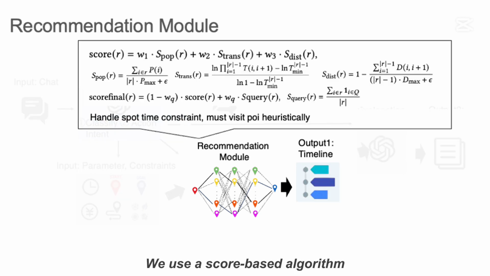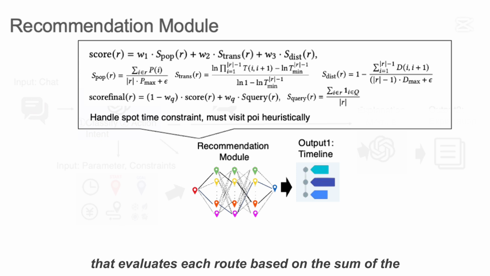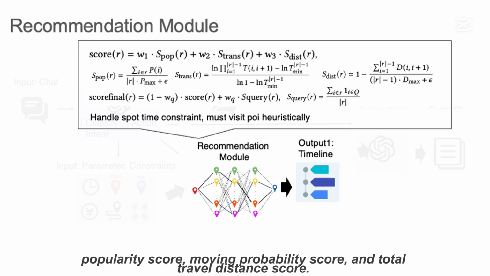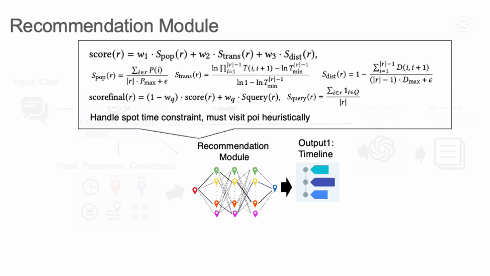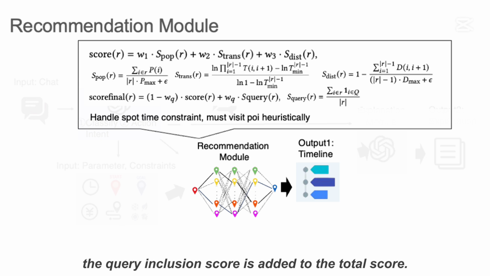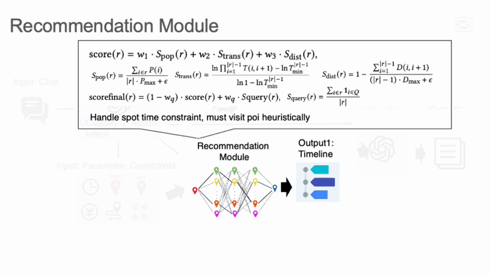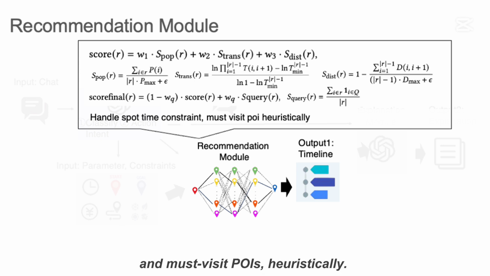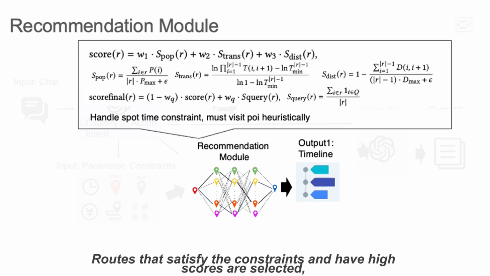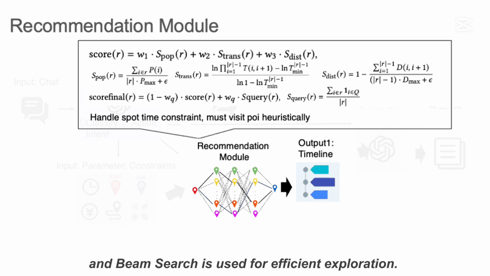We use a score-based algorithm that evaluates each route based on the sum of the popularity score, moving probability score, and total travel distance score. If a preference query such as "I want to go to historical place" is given, the query inclusion score is added to the total score. We handle other constraints such as spot time constraints and must visit POIs heuristically. Routes that satisfy the constraints and have high scores are selected, and beam search is used for efficient exploration.